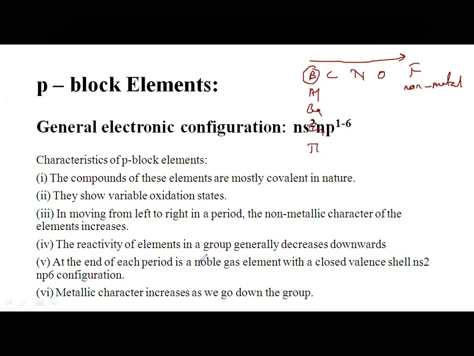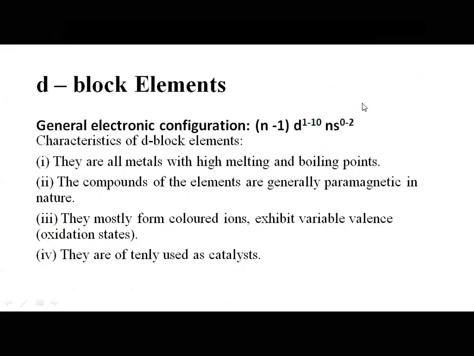At the end of each period is a noble gas with a closed valence shell ns2 np6 configuration. So at last we have noble gases with ns2 np6. Entire shells are filled with these configurations. Metallic character increases as we go down the group.